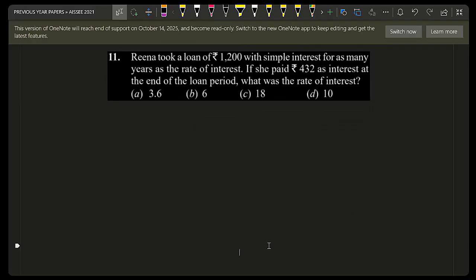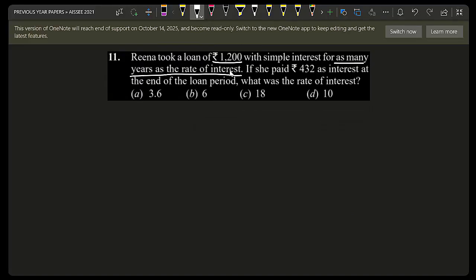Let me read the question again. Reena took a loan of 1200 rupees. That means this is the principal she has borrowed, with simple interest for as many years as the rate of interest. So, what is the meaning of this phrase, as many years as the rate of interest? That means time period and rate of interest have the same number. If the rate of interest is 5%, then the number of years is 5 years. Suppose rate of interest is 3%, time period is 3 years. If rate of interest is 4%, time period is 4 years.